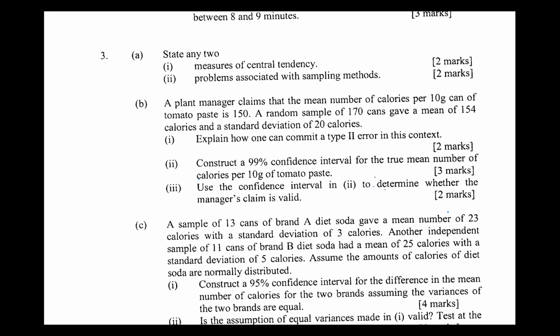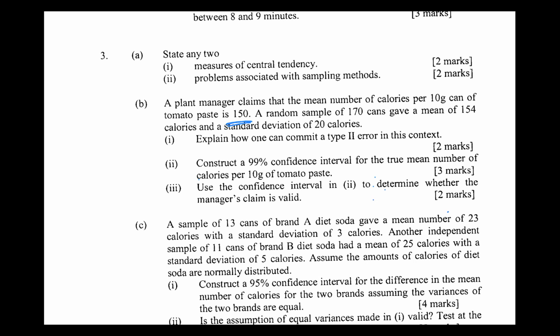All right. So I was saying that in hypothesis testing, you have the claim, the existing statement. For example, here, the existing statement is that the plant manager claims that the mean, which is the average number of calories per 10 kg can of tomato paste, is 150. This is what the manager knows, and this is what we know in the meantime, right?